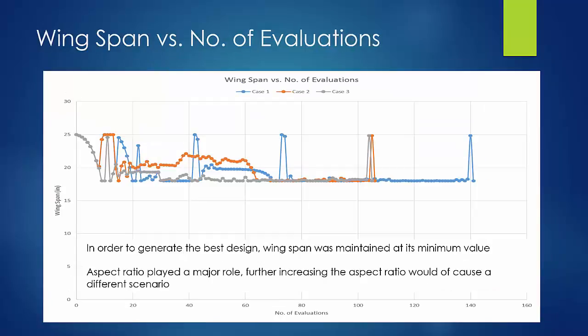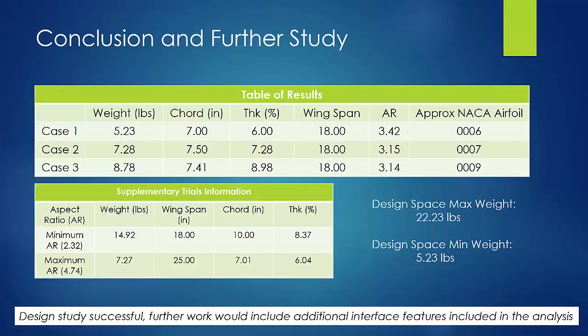The wingspan actually was a little interesting because it maintained the wingspan at a minimum level to generate the best result. It also played with the aspect ratio and the chord to still maintain our aspect ratio, but ultimately ended up having the wingspan at its minimum. So aspect ratio actually played an important key. As we increase the aspect ratio, we can then potentially see a higher weight impact, even though we're actually increasing the efficiency of the wing.